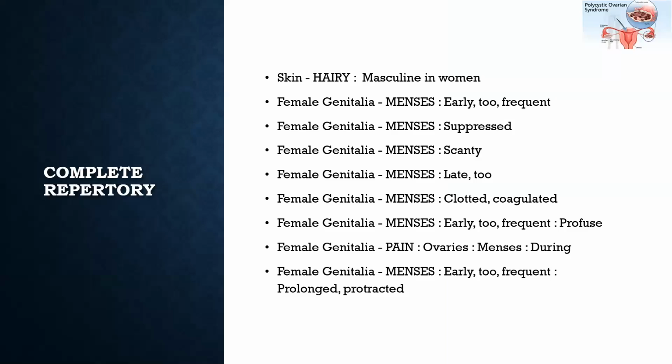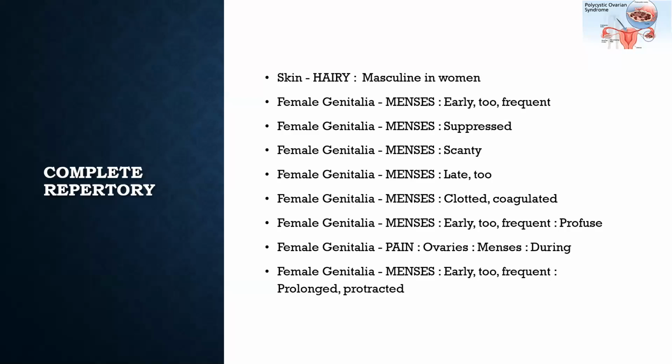The next one, again, complete repertory. Under complete repertory, you can also find similar rubrics. I don't think I should repeat the entire thing, but under this, again, we have female genitalia. Under that, go to the menses rubric, go to the pain rubric, you will find many symptoms. If you want, you can take a screenshot of this. And one particular rubric which you need to remember is skin hairy masculine in women.